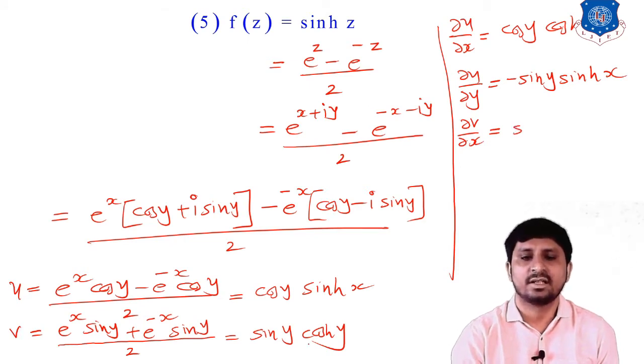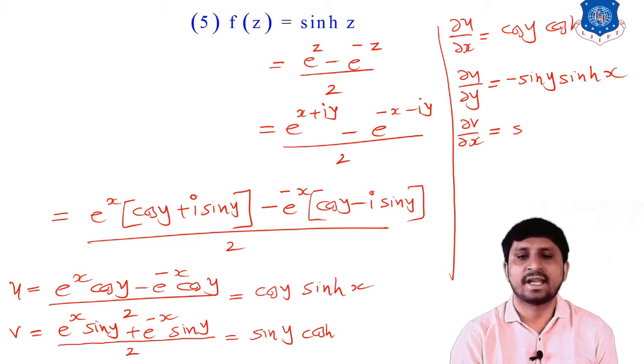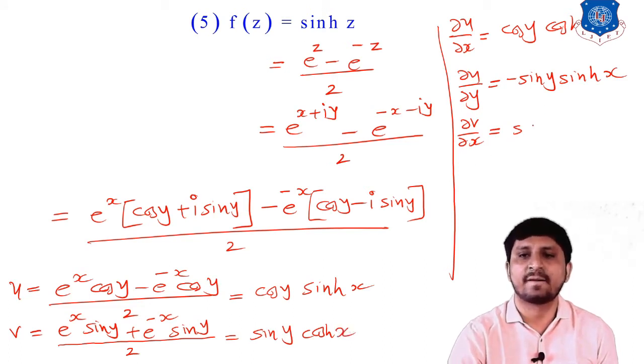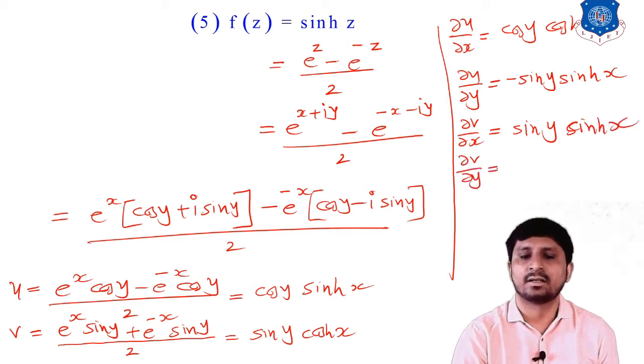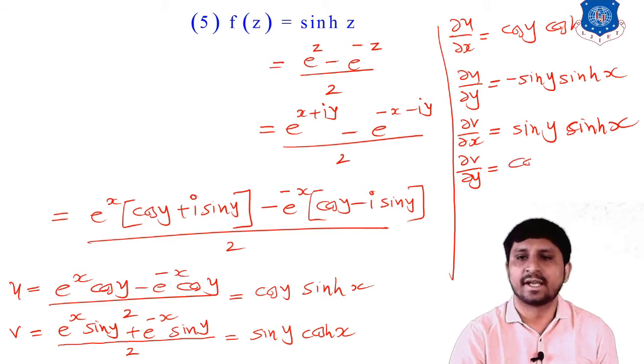just a minute here, this is e raised to x. So this is cos hyperbolic x, not cos hyperbolic y. So cos hyperbolic x, so that's why del v by del x, that is sine y cos hyperbolic x. Okay, and del v by del y, that is cos y sine hyperbolic x.